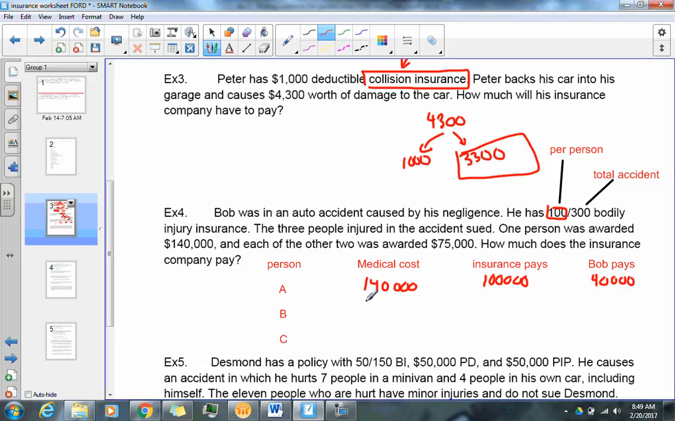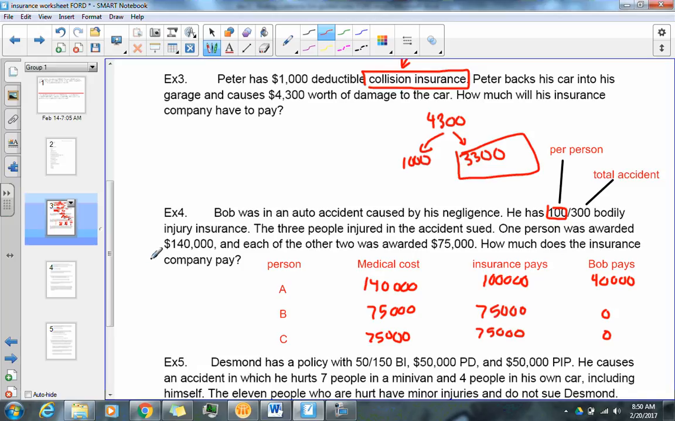So person A is still getting 140,000, but they're getting 100 grand from the insurance company, and then Bob will have to pay the remainder. Now the other two people each get 75,000. I'm sorry, I just put this whole suing thing in the medical cost here. So B needs 75 grand, and that's under 100,000 per person. Remember, that means the insurance will pay 75 grand to B and C individually, and Bob will pay zero for those two guys.